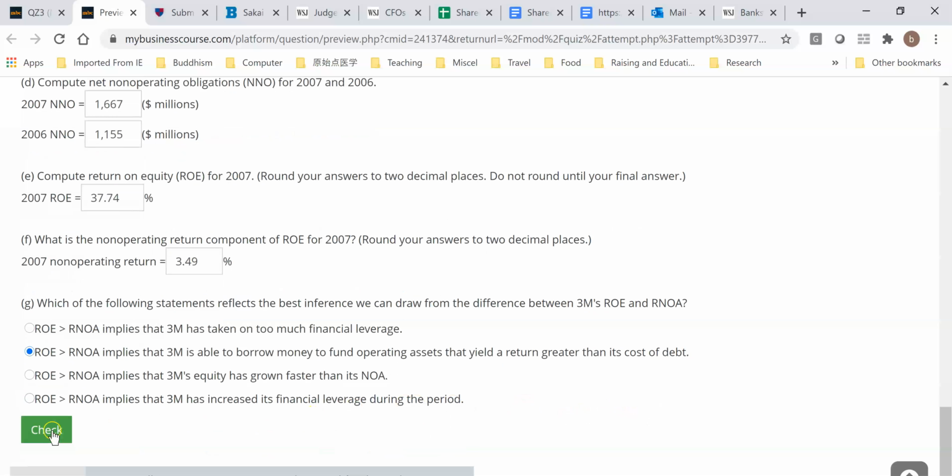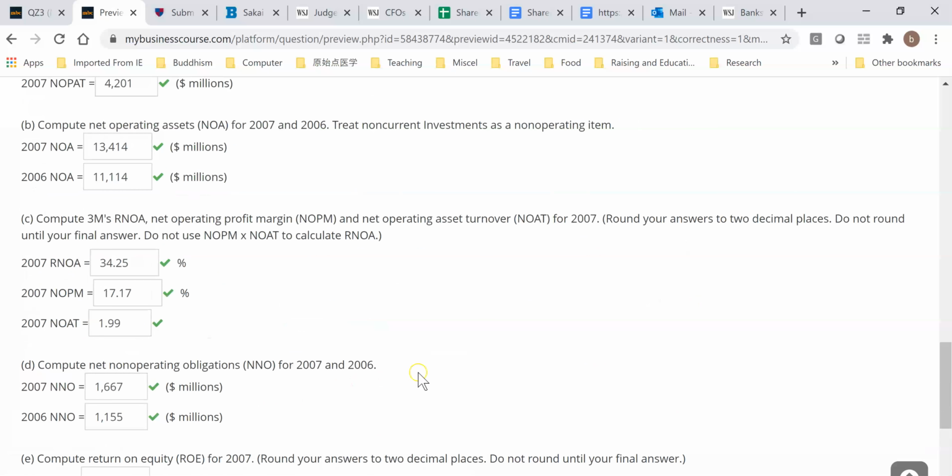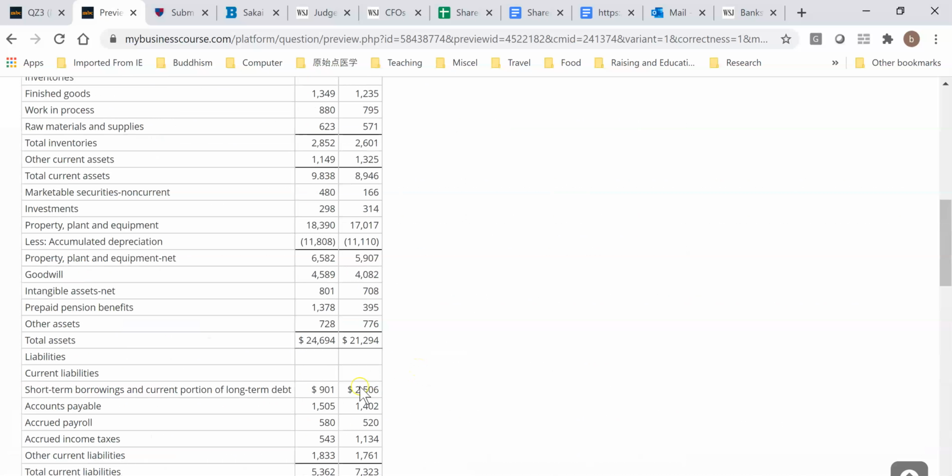I guess now we can check our answer. And you can see that you have correctly selected 11. So that means all the answers have been correctly answered.